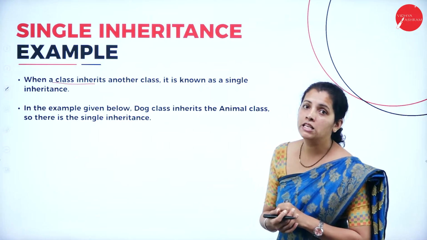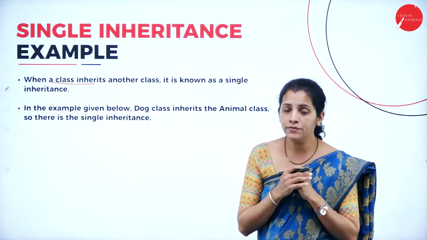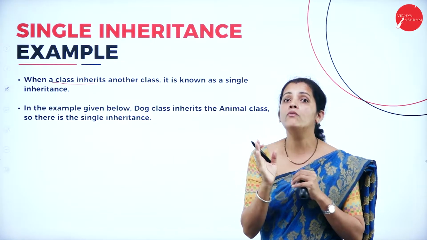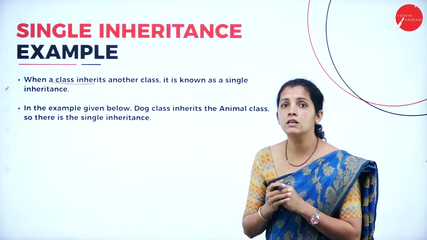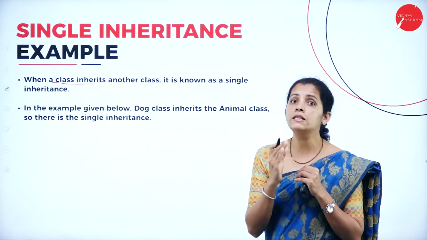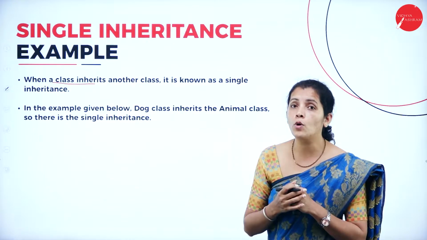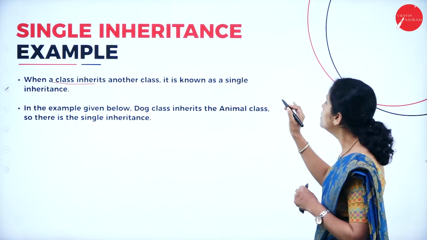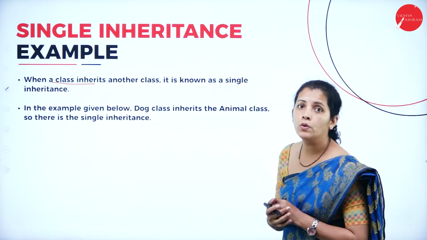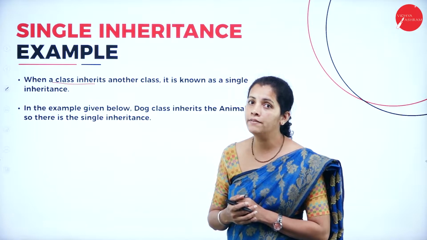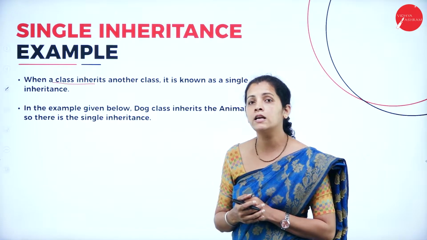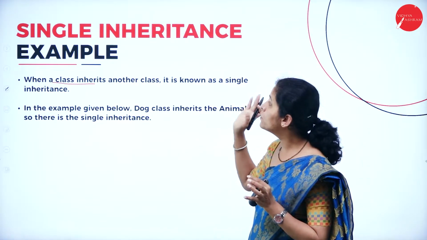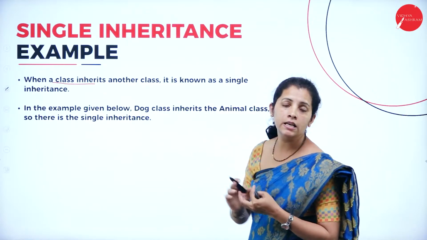Now, let me explain what is inheritance first. Use the properties of one class in another class. That means one class can acquire the properties of another class, which is called inheritance. Now, if I consider inheritance, I have single inheritance, multilevel inheritance, multiple inheritance, hybrid inheritance, and so on. But here I'm going to consider only single inheritance.